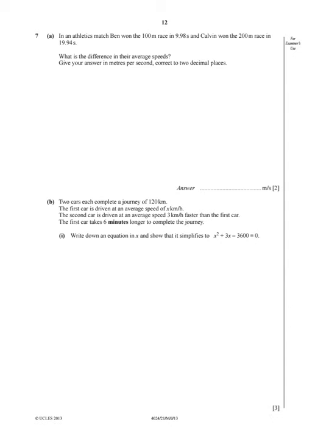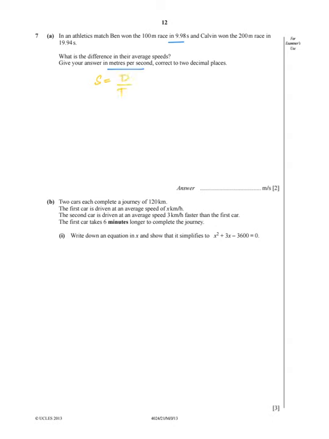After that, question number 7. In an athletics match, Ben won the 100-meter race in 9.98 seconds and Calvin won the 200-meter race in 19.94 seconds. What is the difference in their average speed? Give your answer in meters per second. First we need to find the speed, and the working formula of speed is distance divided by time. That is the working formula.